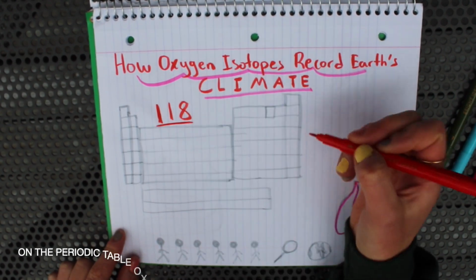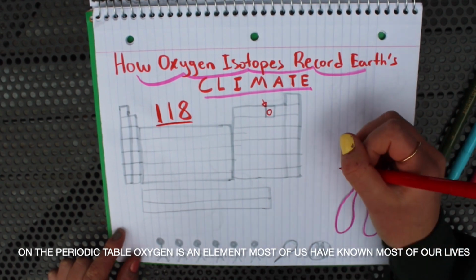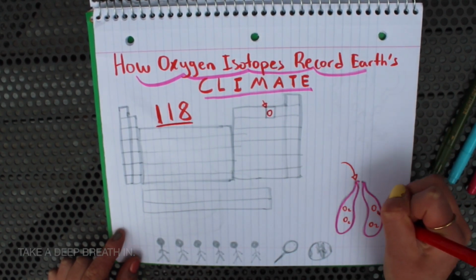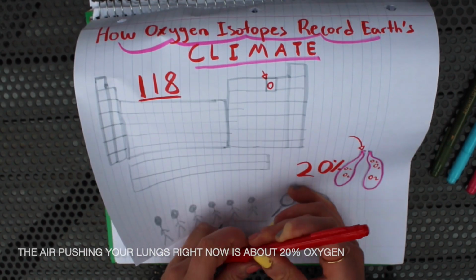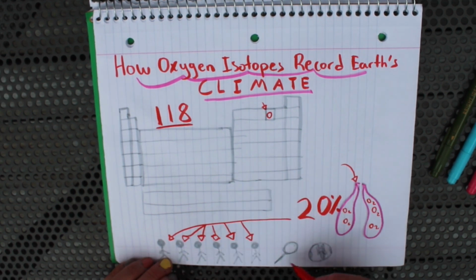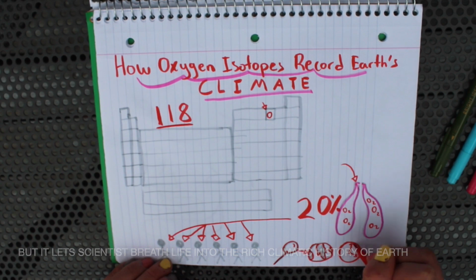Out of the 118 elements on the periodic table, oxygen is an element most of us have known most of our lives. Take a deep breath in. The air pushing your lungs right now is around 20% oxygen. Not only does it breathe life into each of us, but it lets Earth scientists breathe life into the rich climatic history of Earth.